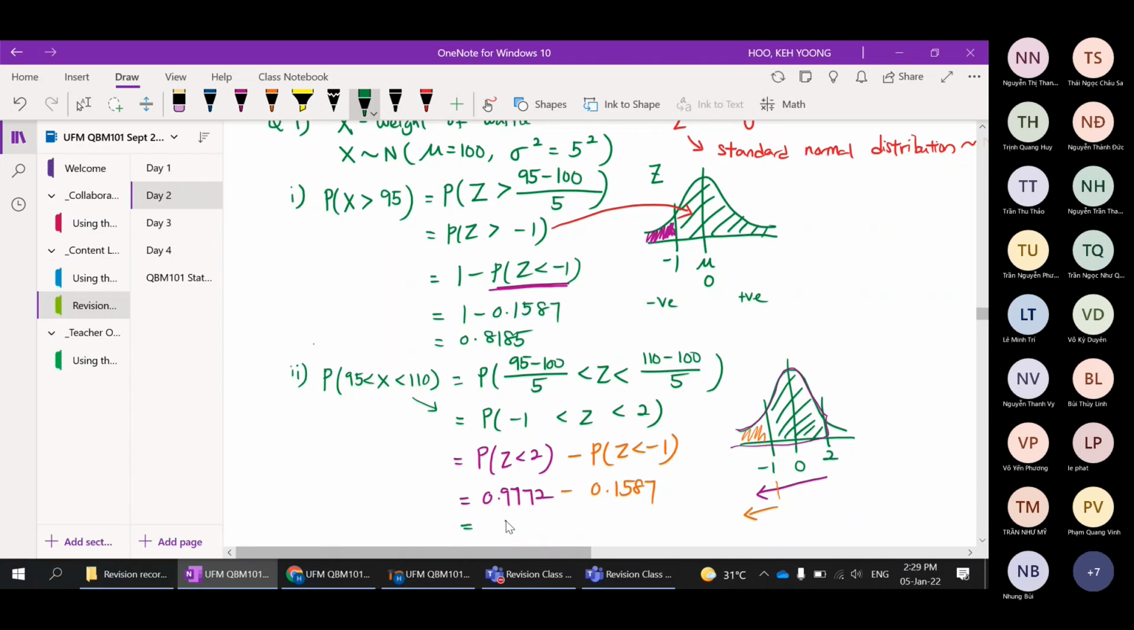Sorry, just now 0.8185 is the answer for the second question. The first question is not 0.8185, this one is 0.8413.